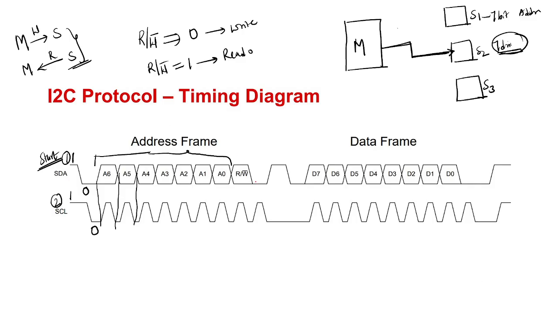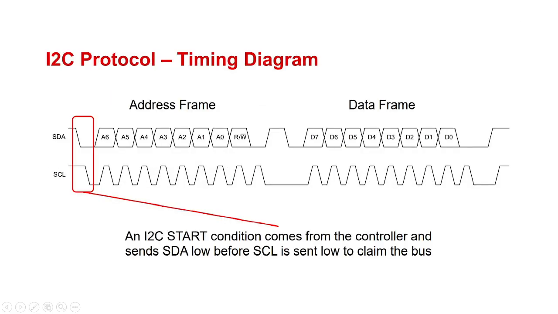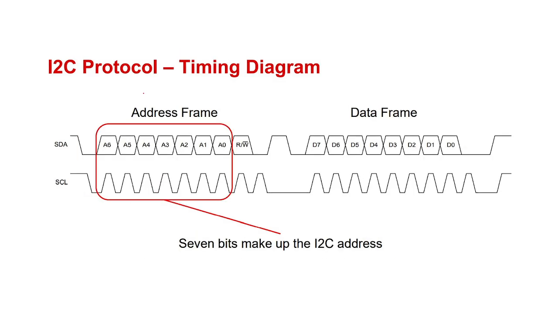And next, see here, this is the start condition. Start condition means SDA should go from high to low, and after that SCL should go from high to low to claim the bus. So this is the start condition. And next, the 7-bit address is there, to make the I2C address. So master should identify the 7-bit address.